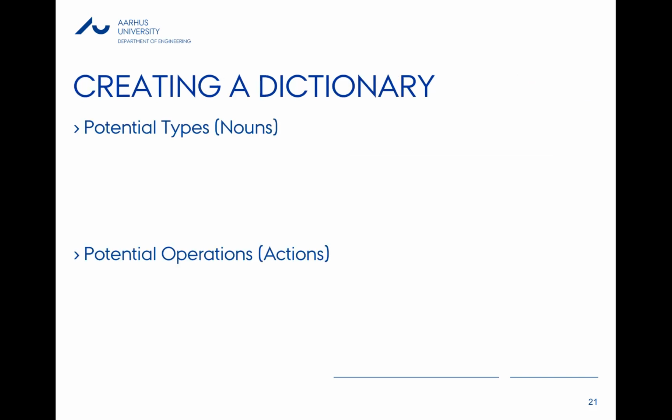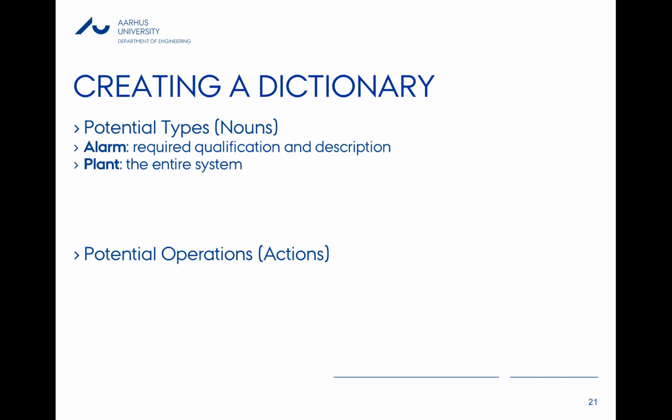So if I try to create a dictionary, the potential nouns that I found here are an alarm, required qualification, description. We have a plant, which is the entire system. That is something that you typically do not represent when you just try to implement things, because that would be the entire system. But when you need to make a formal model of it, it may be very convenient to model the entire system as well, in order to be able to document potentially invariant properties with it.